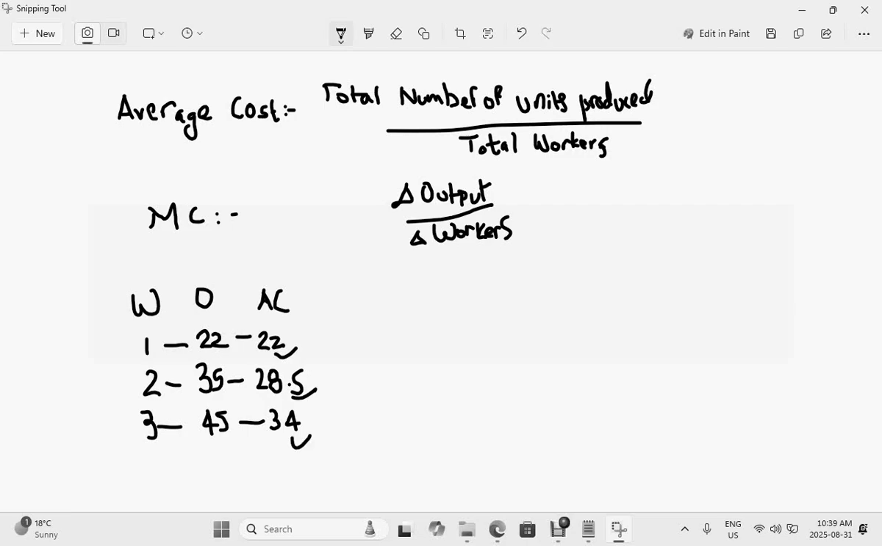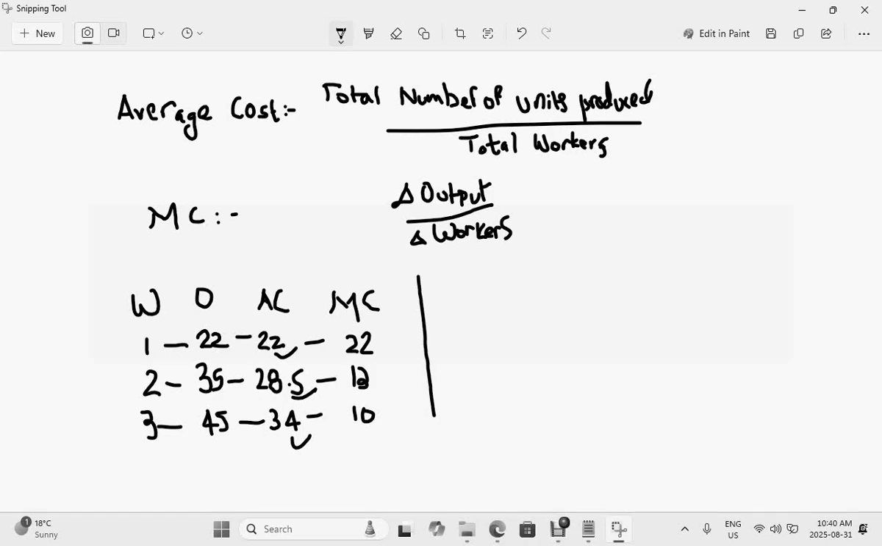And when it comes to your marginal cost, which has to do with change in output divided by change in workers, your marginal cost will be 22 to start off with. And then as you hire an additional worker, your marginal cost will go to 13. And over here you have 10. So your marginal cost is 10 when you have three workers.